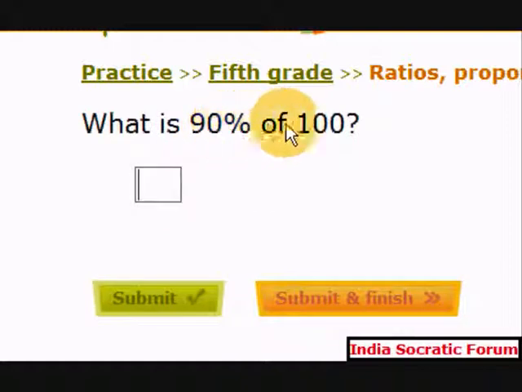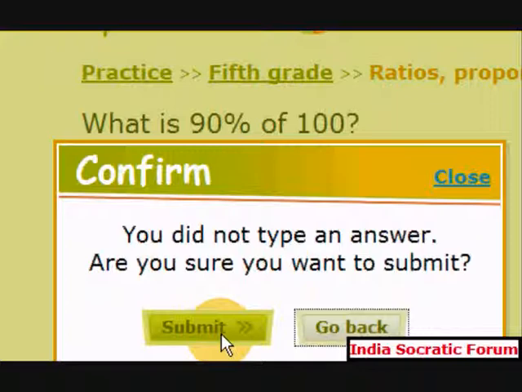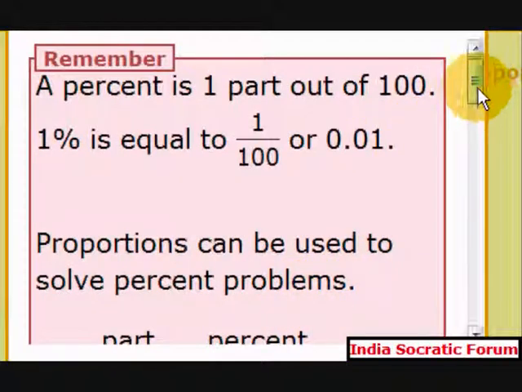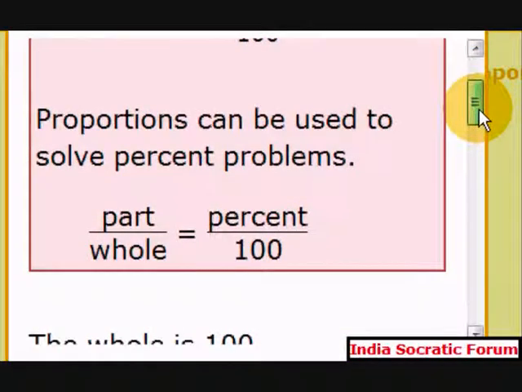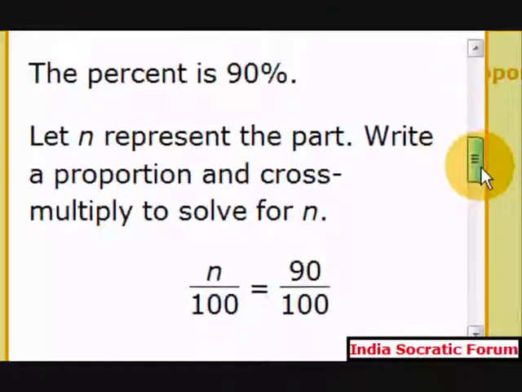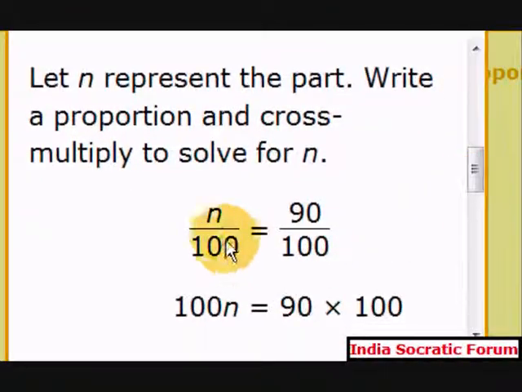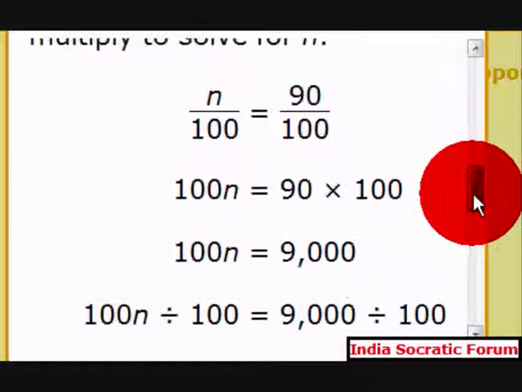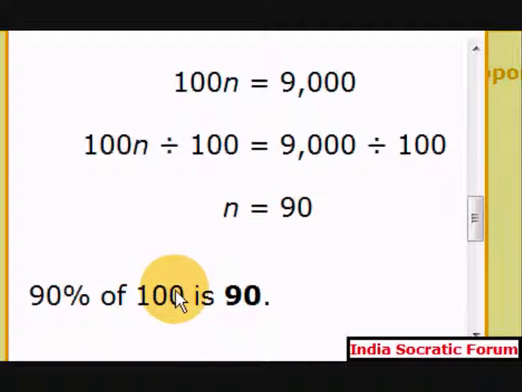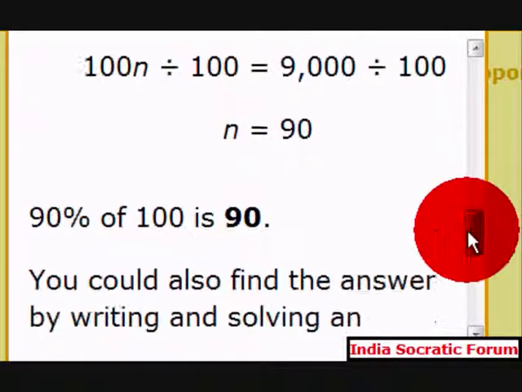What is 90% of 100? Pause the video and do the job. The correct answer is 90. Let's see how. Remember the rule. Whole is 100, then percent is 90%. Substitute and cross multiply. 90% of 100 is 90.